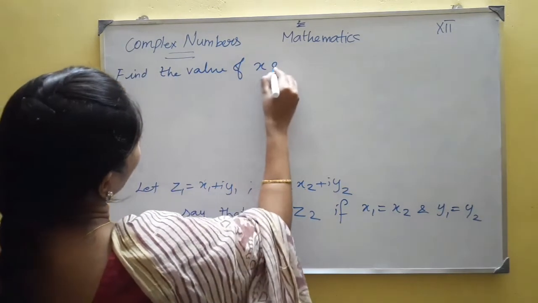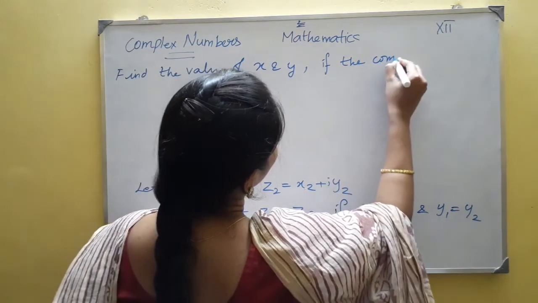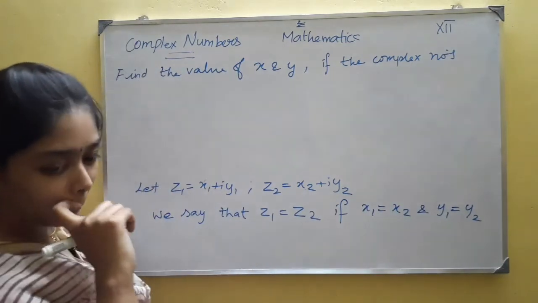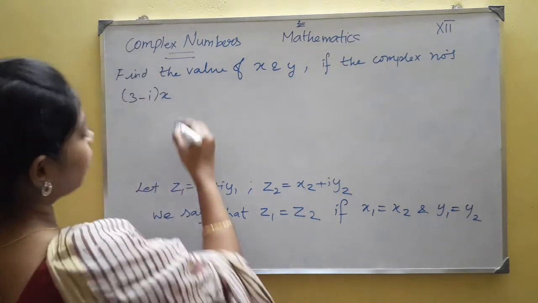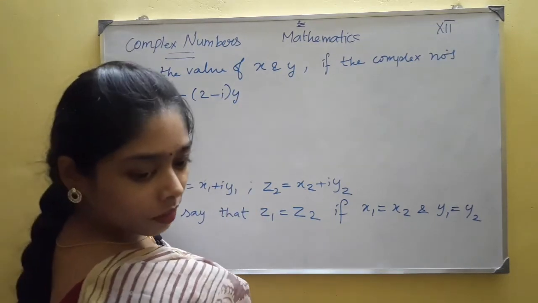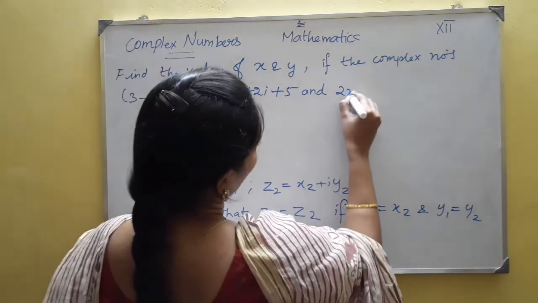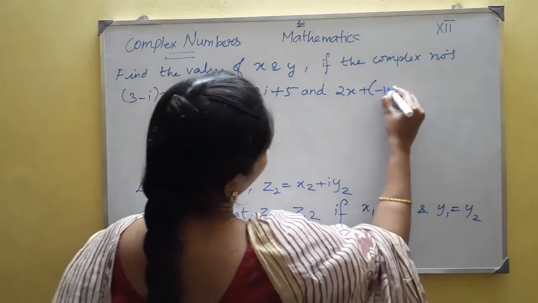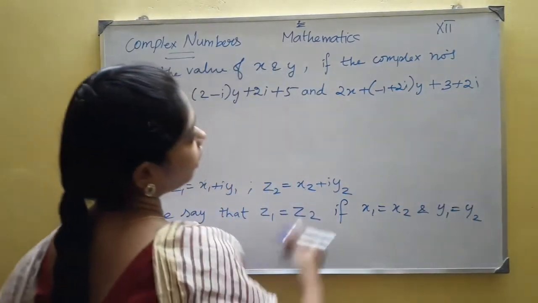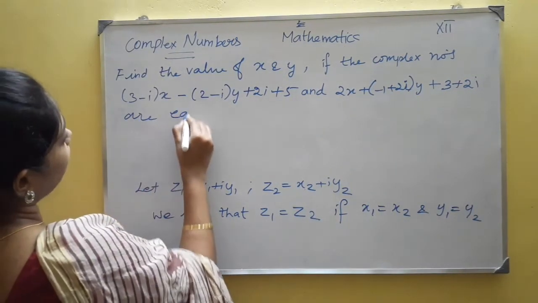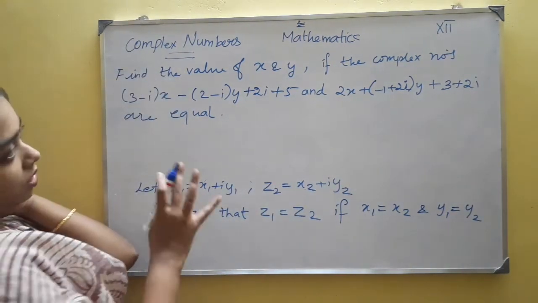Find the value of x and y. Here x and y are real numbers, if the complex numbers (3 minus i)x minus (2 minus i)y plus 2i plus 5 and 2x plus (-1 plus 2i)y plus 3 plus 2y, okay, if these complex numbers are equal. So this is given. Find the value of x and y.